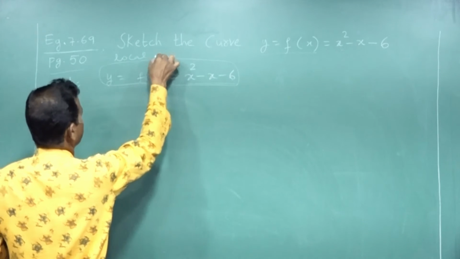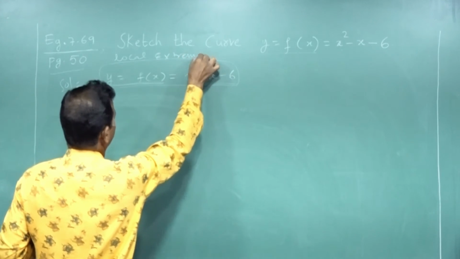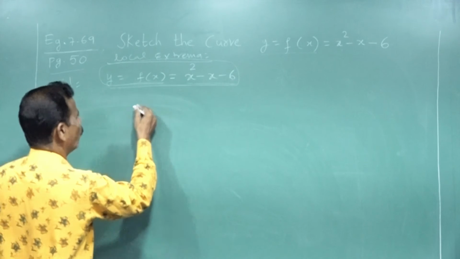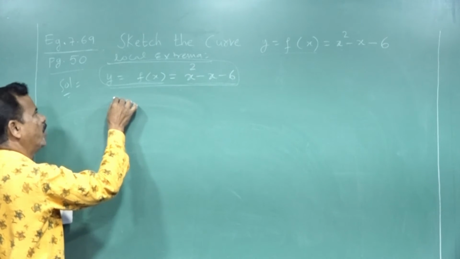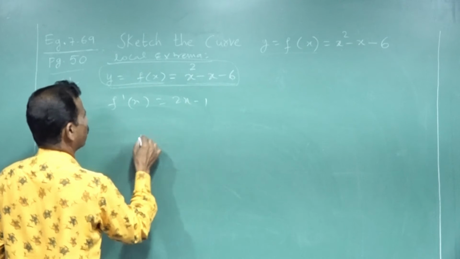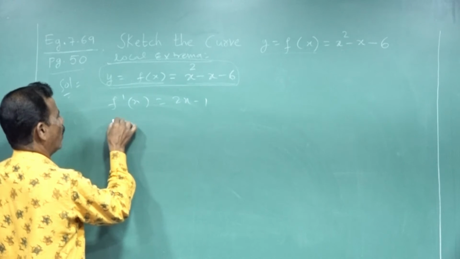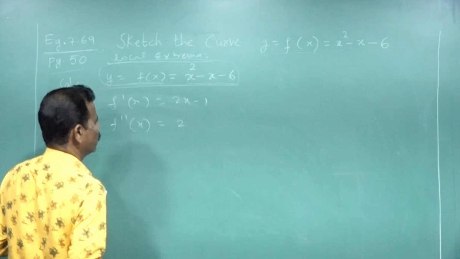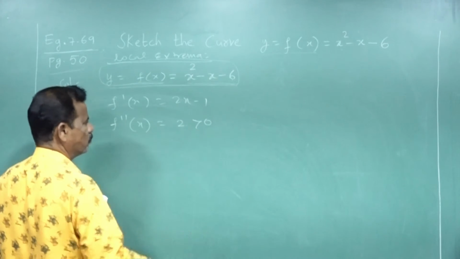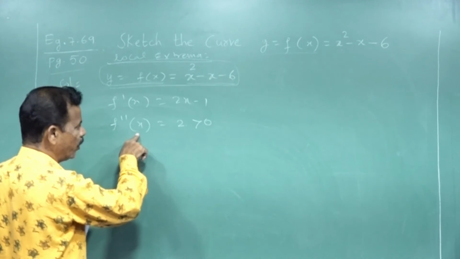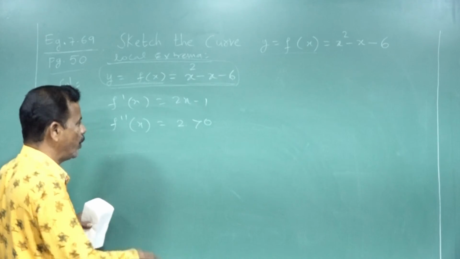For the local extrema of this function y is equal to f of x, we do the first derivative and the second derivative also. So the first derivative is 2x minus 1, and f double dash x is equal to 2. So this is positive, so this function has only a minimum value.